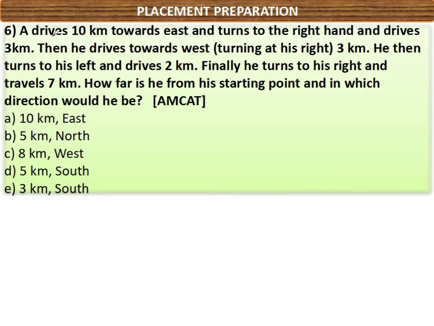Question number 6. A drives 10 kilometers towards east. The starting point A drives 10 kilometers towards east. Let me consider it as 10 kilometers towards east side, means right side, and turn to right hand. So he turns to his right hand. His right hand will be which side? Down side. How many kilometers? 3 kilometers.